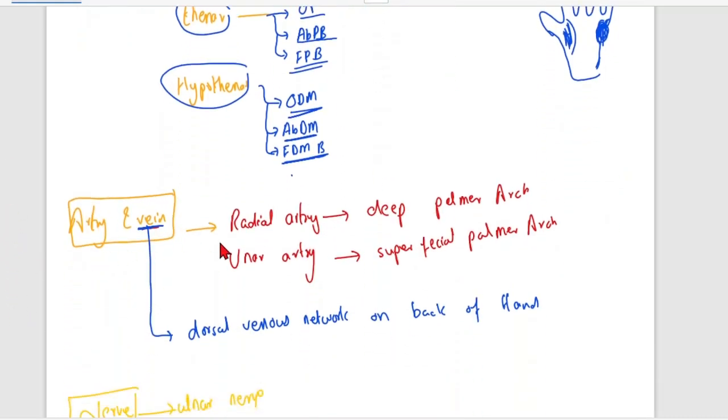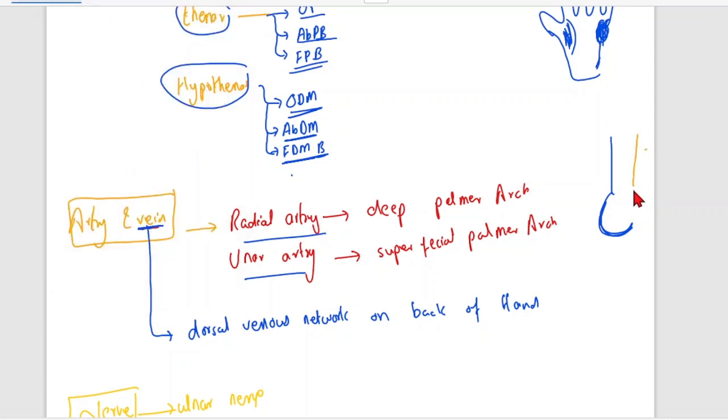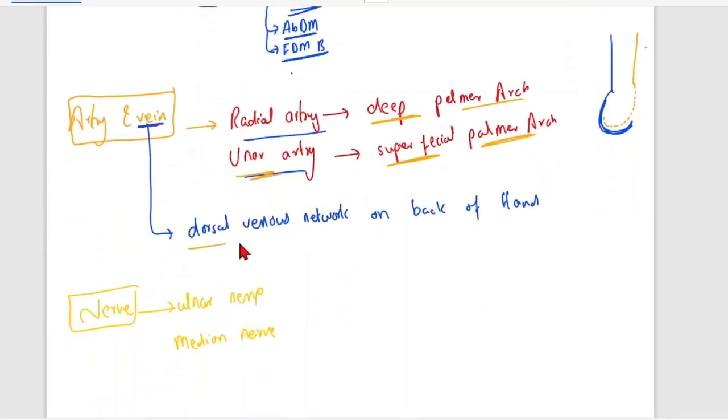Now come here to the arteries and veins. Arteries are, one is the radial artery, another is the ulnar artery. When the radial artery comes along the radial side, it forms the deep palmar arch like this, and when the ulnar artery comes here, it forms the superficial palmar arch. So you have to remember that the radial artery forms the deep palmar arch, the ulnar artery forms the superficial palmar arch. Now the dorsal venous network is on the back of the hand. If you ask about the veins, there is the dorsal network on the back of the hand.